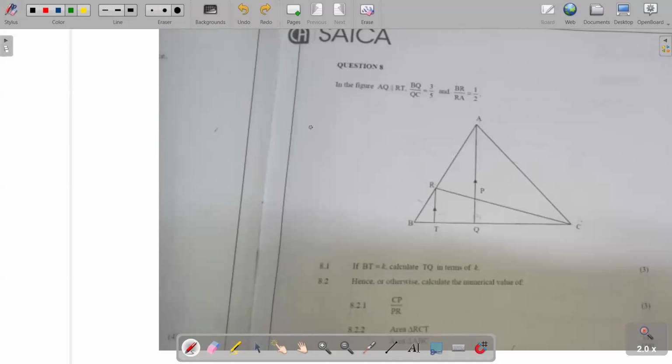Let's concentrate on this question, which is a question on Euclidean geometry. So we are given in the figure AQ is parallel to RT. Here is our AQ. Here is our RT.